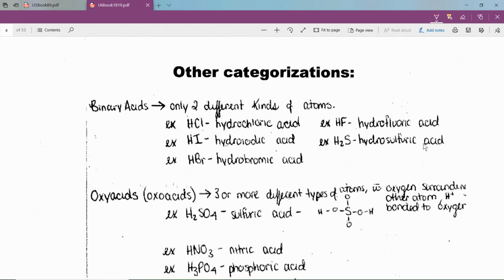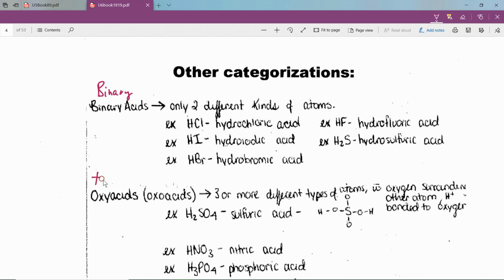We have here binary acids. Binary, when you think of a binary number system, just 2, or binary star system, just 2. So only 2 different kinds of atoms. HCl there, it can be categorized even this way as a binary acid. Just 2 kinds of atoms. HI, HBr, HF, H2S. There's 3 atoms there, hydrosulfuric acid, but only 2 different kinds of atoms. So H2S can be defined as a binary acid.